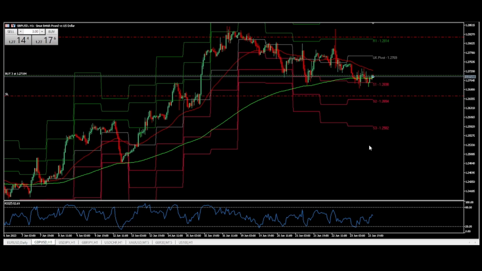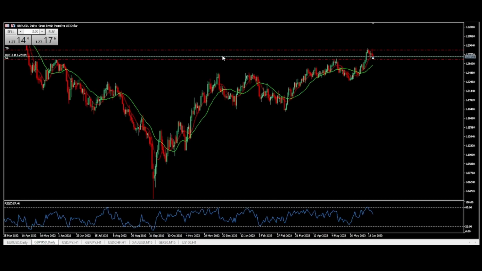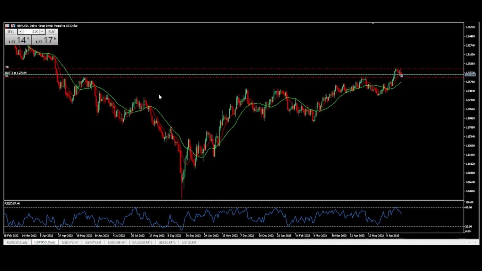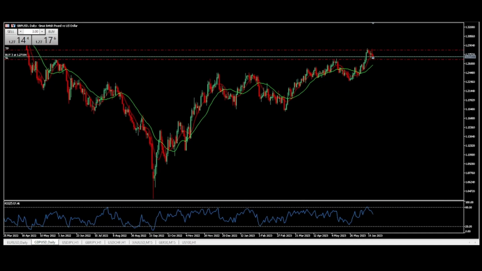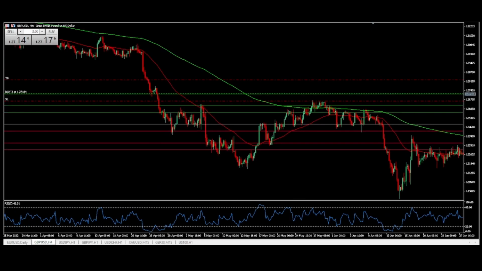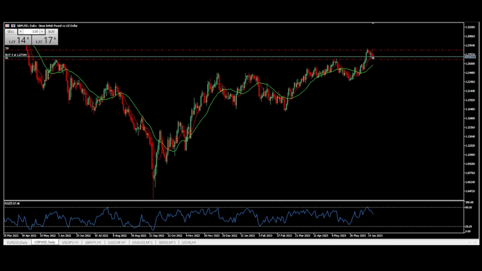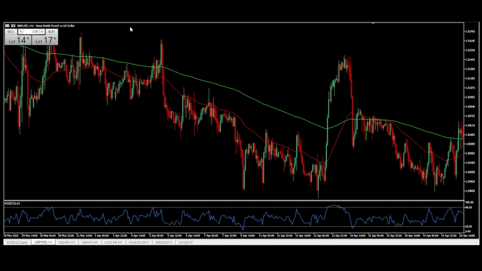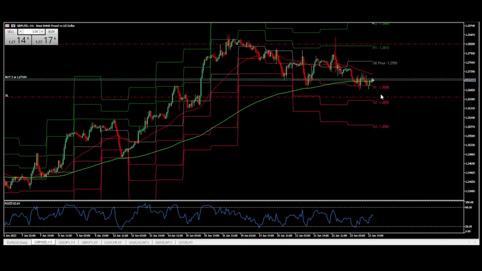If we move on to cable now, pound US dollar, we'll be able to see a pretty similar move in terms of sentiment. Now, the reason I've actually taken a trade on this. So what we're looking for at the moment is I've traded this purely based on the 1 hour time frame.